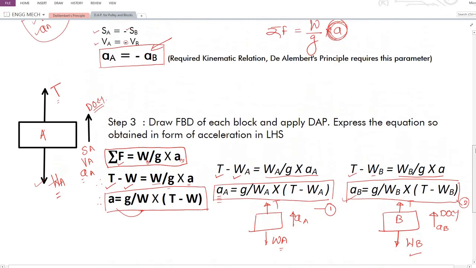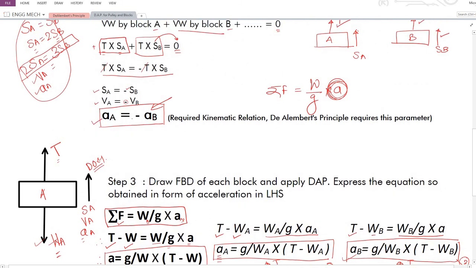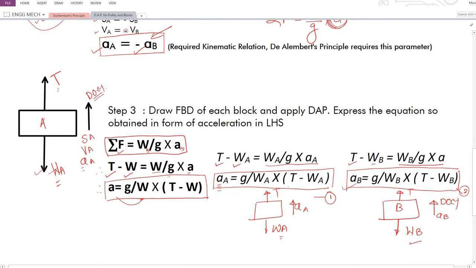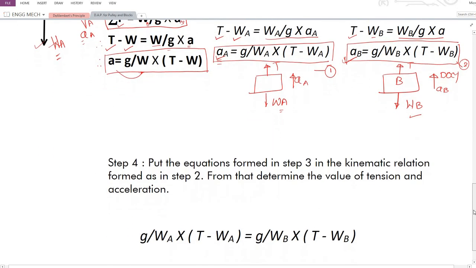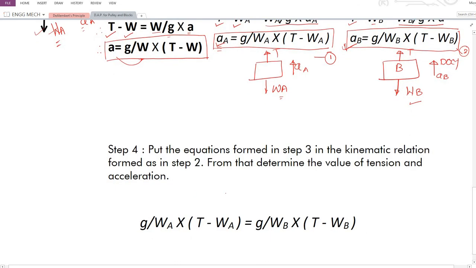Now see this, acceleration of A is equal to negative acceleration of B, and in step number 3 we made sure that the expressions are in exact acceleration terms. Therefore, let's say this is equation A. Now we will be putting these two expressions in A_A equal to minus A_B, making sure that the signs and the exact values are taken like this.